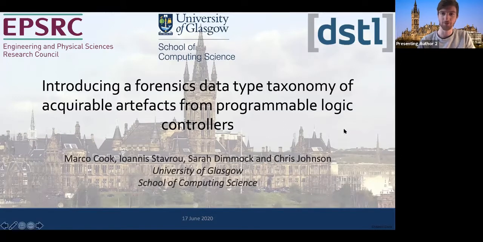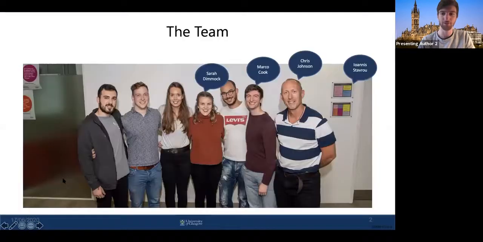So let's see if this works. There we go. So I thought I'd just introduce the team to start with, since we're all doing this virtually. So that's me there, hopefully you can see me on the camera. And we've got Professor Chris Johnson, who's the head of the lab at the University of Glasgow. And then we've got Sarah Dimmock and Ioannis Stavrou, who unfortunately we couldn't get a picture of, but those were two master's students that helped us with some of the research and experiments that we did for this project.